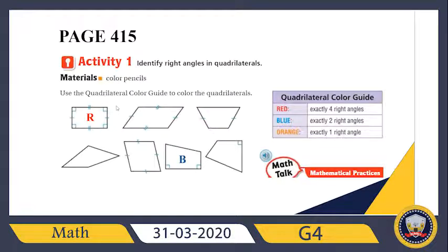What about two right angles? If you see two squares, it means there are two right angles. So in this situation, these quadrilaterals should be colored blue. What about orange? Exactly one right angle. Which one has one square? Good, this quadrilateral, right? There is only one square. It means there is only one right angle. So I need to color it orange.